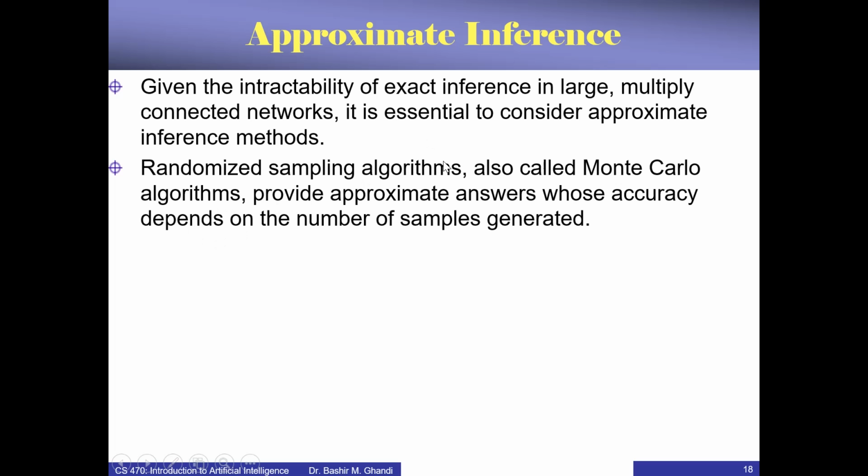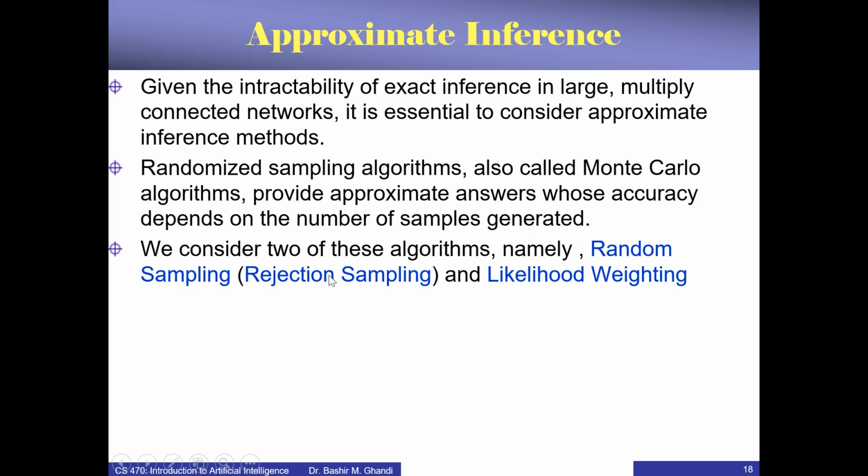Randomized sampling algorithms, also called Monte Carlo algorithms, provide approximate answers whose accuracy depends on the number of samples generated. Okay, so what is done here is that many samples are generated automatically based on the conditional probabilities, and then we generate an inference by simply looking at the values in those samples, as we shall see.